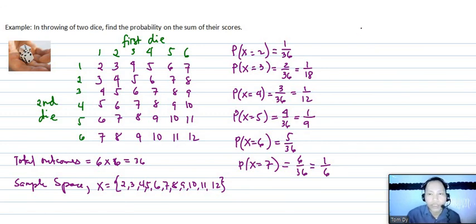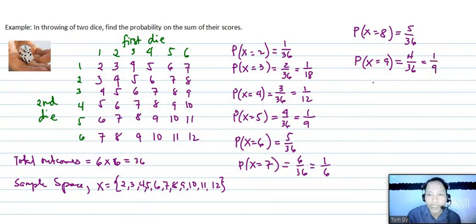Okay, so this time the probability when x is equal to 8, how many 8s do we have? 1, 2, 3, 4, 5. So that is 5 over 36. The probability when x is equal to 9, we have 1, 2, 3, 4, that is 4 over 36, which is divisible by 4, 1 over 9.